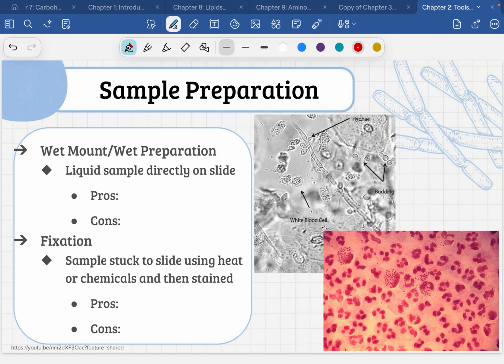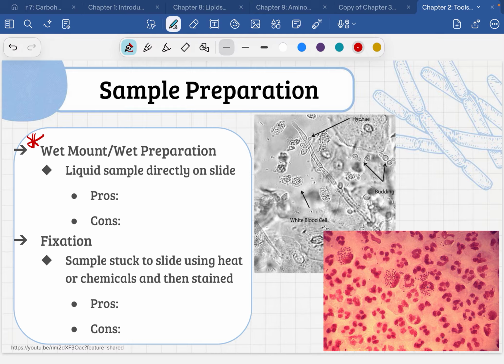Okay, so a wet mount or a wet preparation is putting liquid sample directly on a glass slide and putting that glass slide underneath a microscope and looking at it. Again, if you're taking lab, I think that you may or may not do this where you just look at a drop of water underneath a slide. But it's just taking a little bit of liquid, putting it on a glass slide, and popping that underneath a microscope.